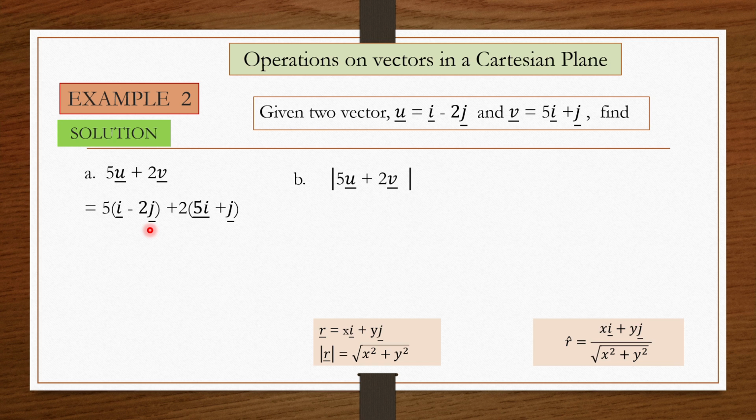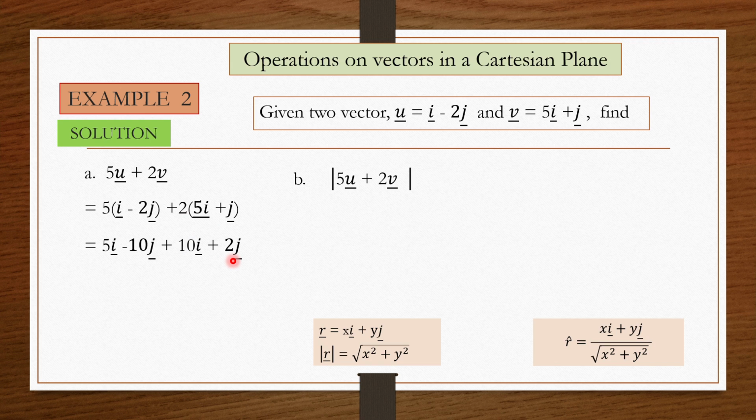Here you have to multiply, 5 times i, so you will get 5i, 5 times negative 2j, you'll get negative 10j. Next, move on to the second term here. 2 times 5i, you'll get 10i. 2 times j, you'll get positive 2j.